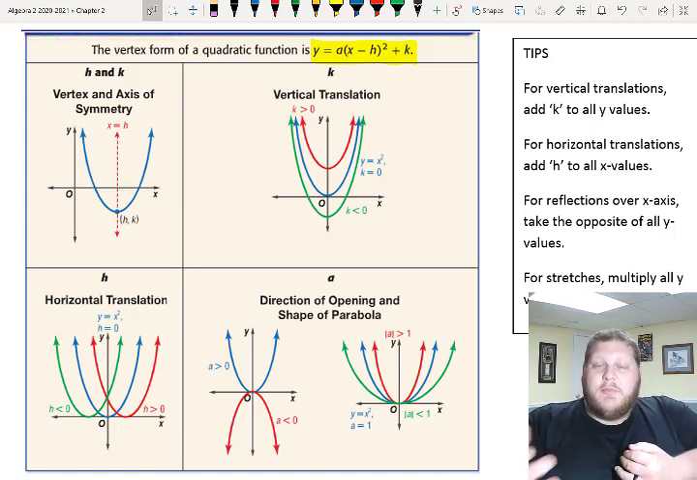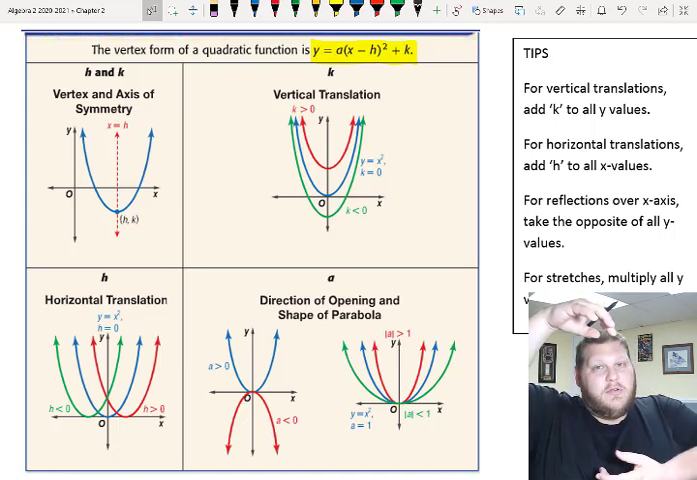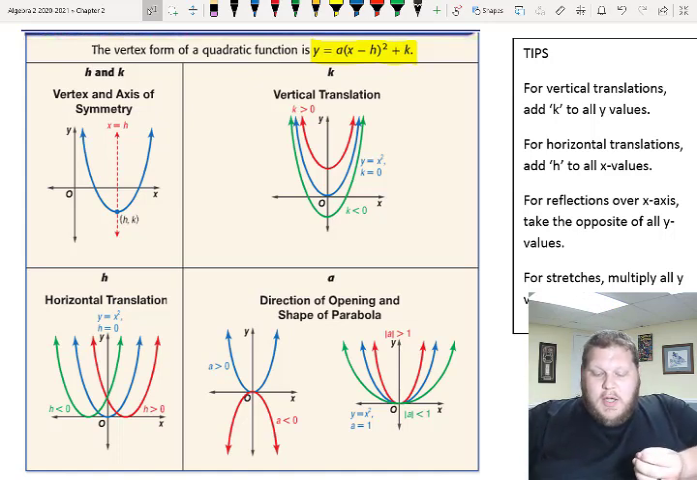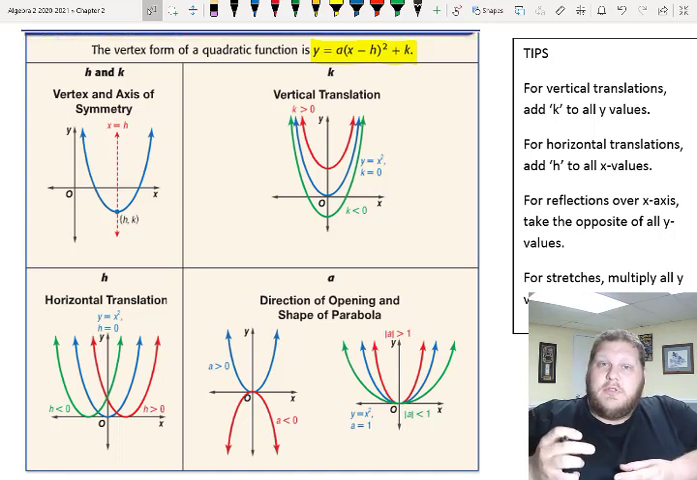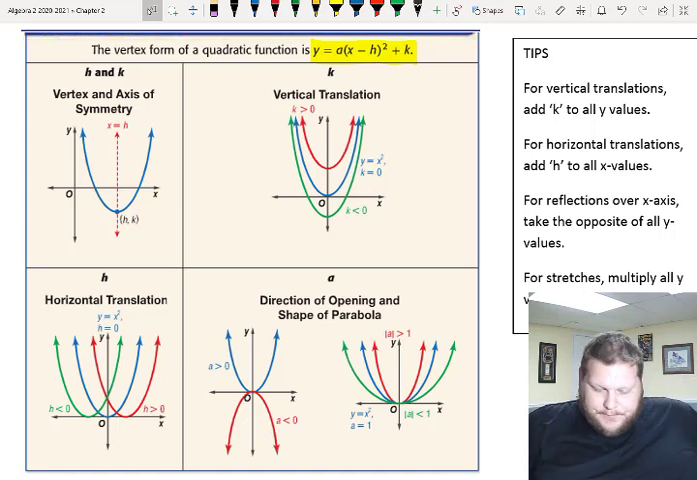If that a value that you're multiplying by is a big number, it's going to stretch it out, so it's going to make your parabola taller than what it usually is. So in that case, you're going to multiply that 1, 3, 5 by a. And if your a value is smaller, so if it's a half or a third, you're going to be multiplying it by a third, and it's going to make it shorter than what it usually is. Your h and your k, that's just adjusting your shifts.